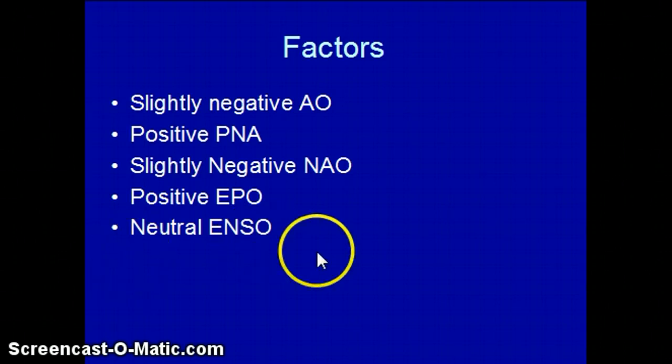Some of the factors that are leading to this forecast: AO, PNA, NAO, EPO, and ENSO. And throughout this presentation, I'll just talk about their stages right now and in the future.